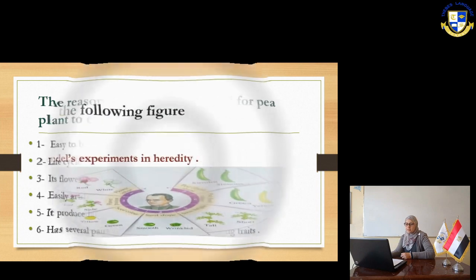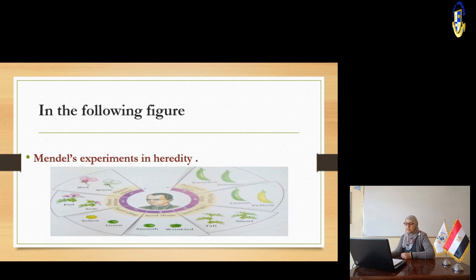Slide number 6. In the following figure, Mendel's experiment in heredity. As shown in this figure, we can see the seed's shape. The seed's shape may be smooth or wrinkled, and the seed's color may be yellow or green. Also the fruit's color may be green or yellow, and the fruit's shape may be swollen, and the flower color may be red or white, and the flower position may be side or at the end. And also the stem height may be tall or short. And there are many reasons for choosing the pea plant.